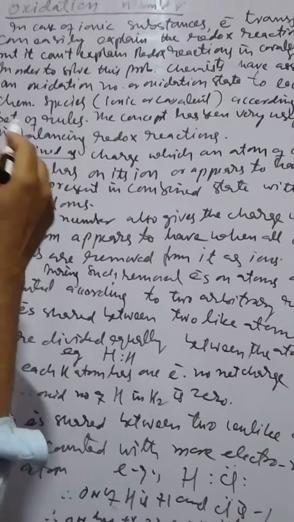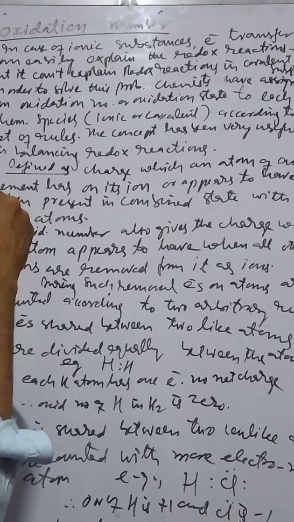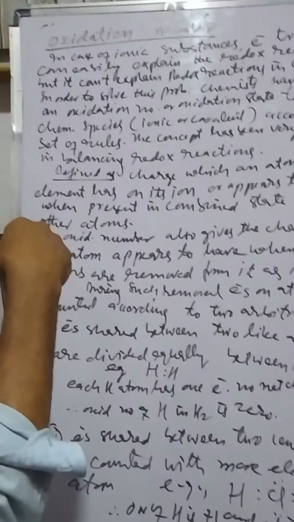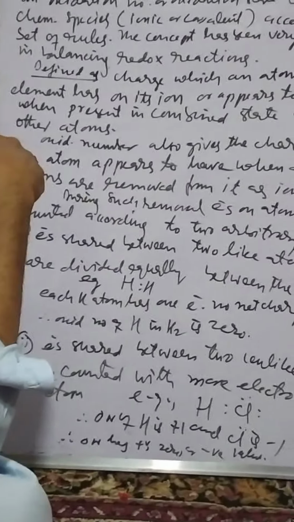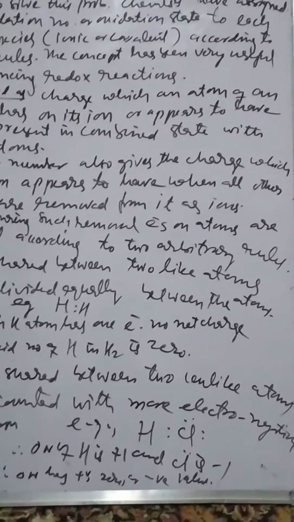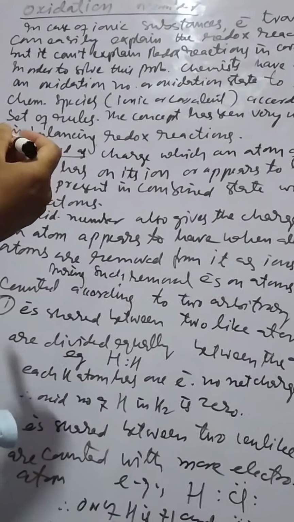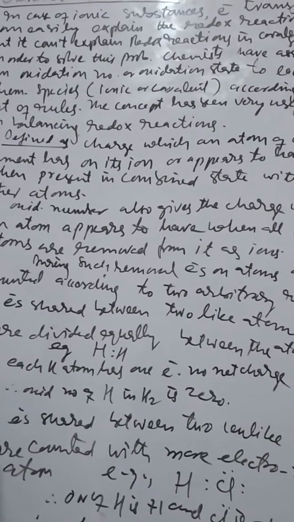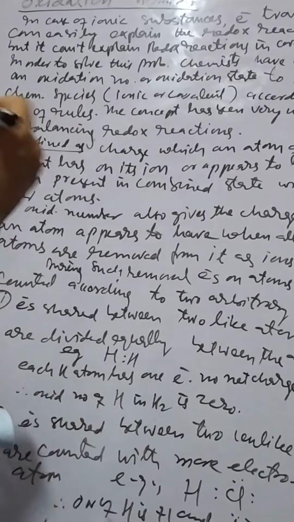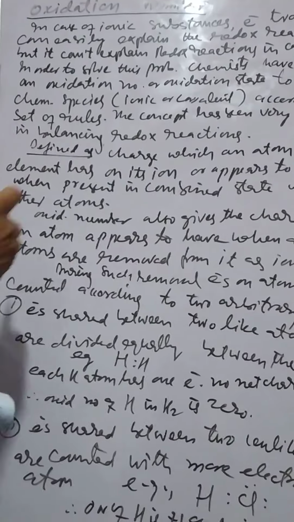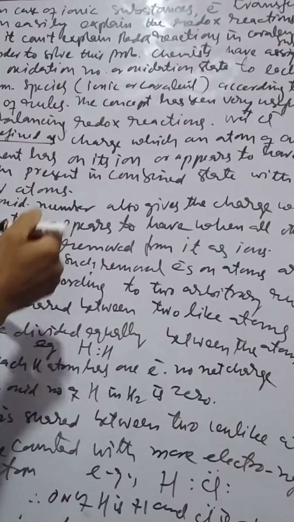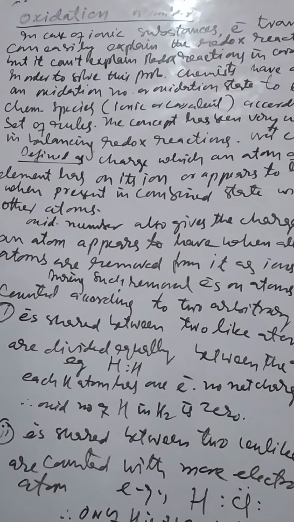In ionic substances, electron transfer can easily explain the redox reaction. We can understand that the atom which loses electrons is oxidized, and the one which gains electrons is reduced. For example, NaCl. Here Na loses an electron and chlorine picks up this electron. So sodium is oxidized and chlorine is reduced.